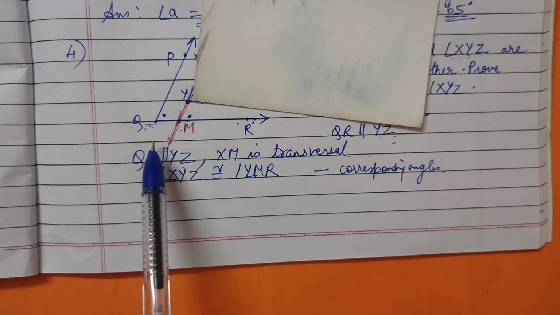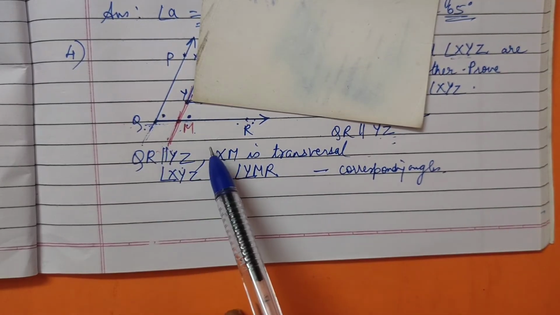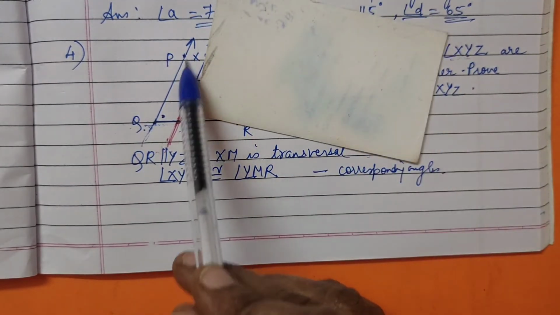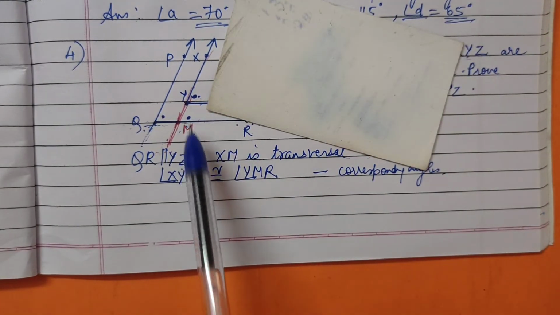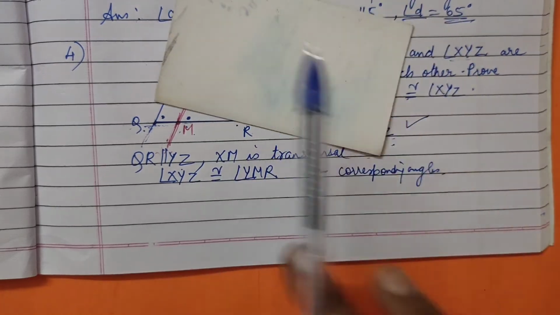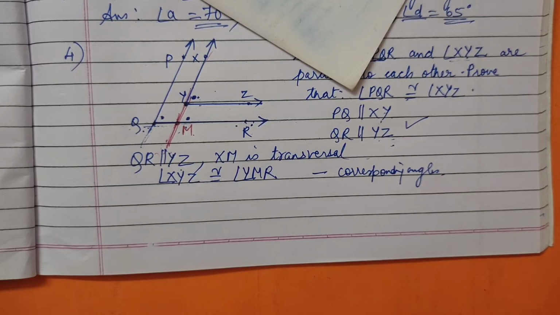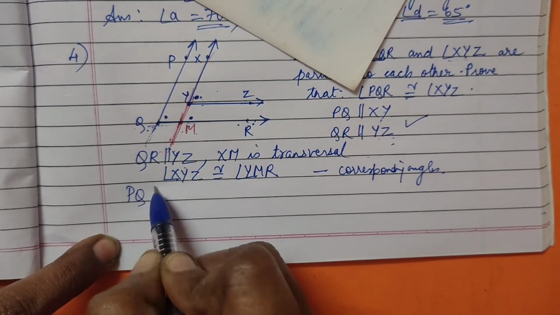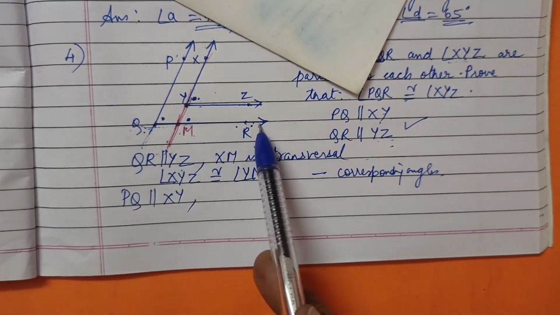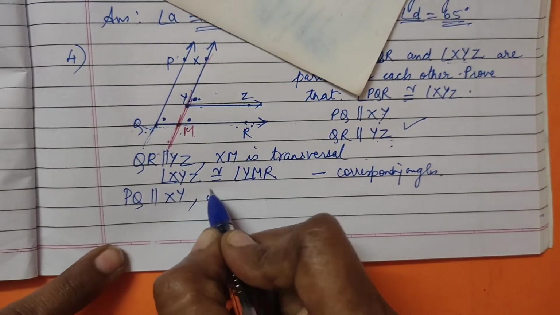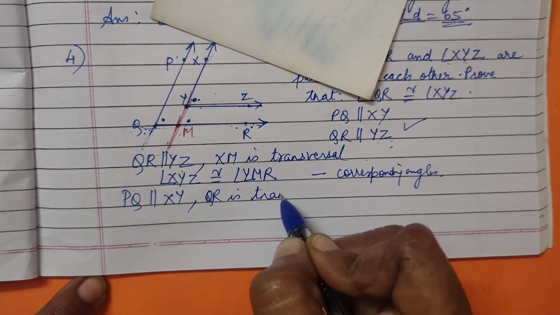We could extend the parallel lines to show them, but it is not necessary. Again I say, PQ is parallel to which one we have said? PQ is parallel to XY, we have said, or not? So I am writing PQ parallel to XY, and the transversal is QR. QR is the transversal.